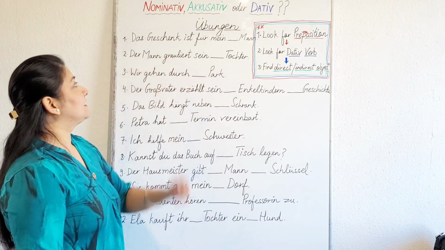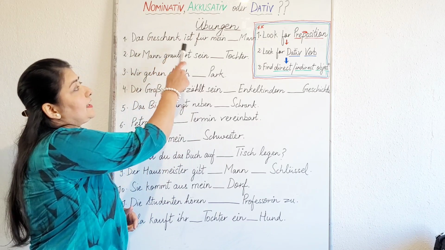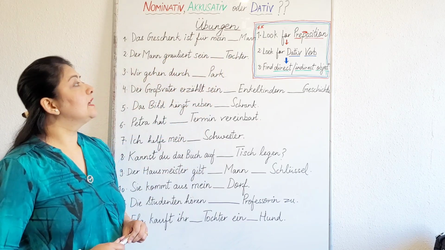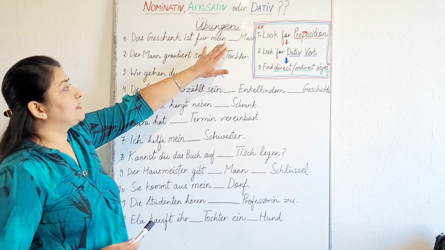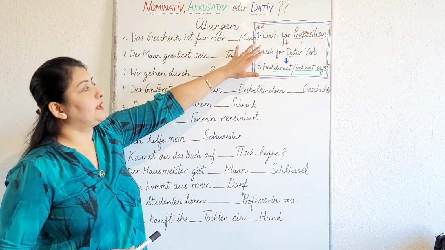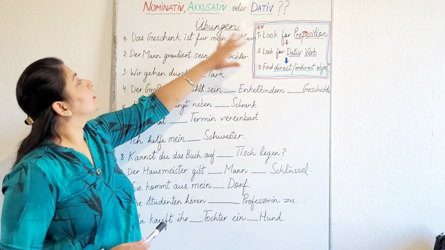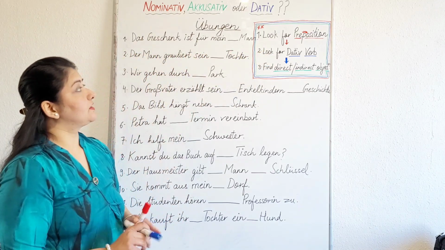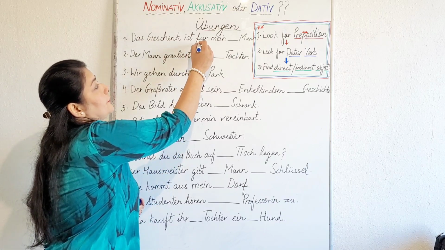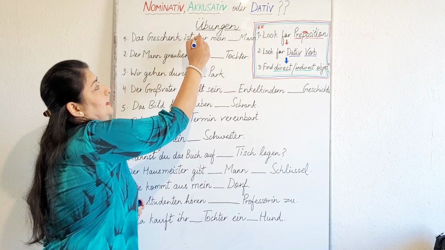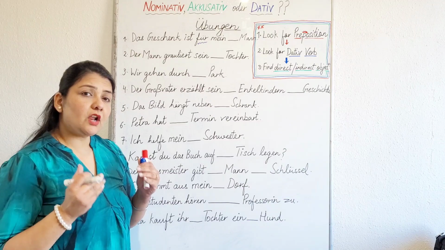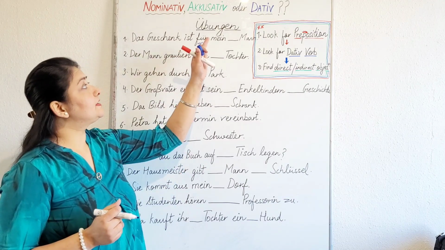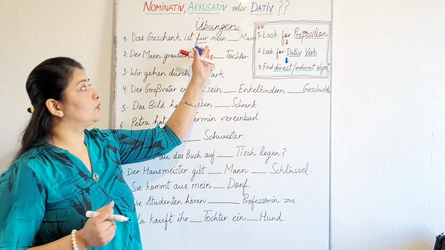Der erste Satz. Das Geschenk ist für mein Mann. So, what comes here? Step 1, look for a preposition. Is there any preposition here? Yes, we have a preposition here, that is für. Für ist eine Präposition. Now, what type of preposition is für? Was für eine Präposition ist für?